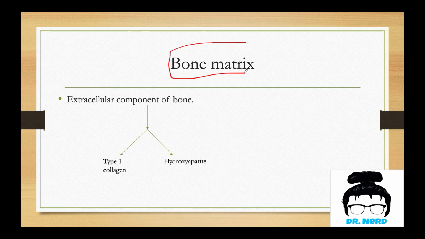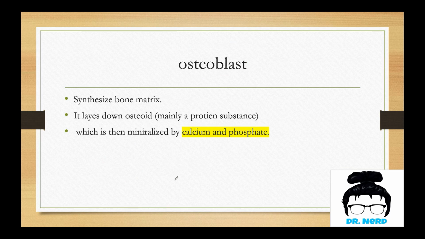So I was talking about the bone matrix, but what is the bone matrix? So it is the extracellular component of bone, made of type 1 collagen and hydroxyapatite. I'm sorry if I mispronounced that, it's a difficult word to pronounce. So what is hydroxyapatite? Because everyone knows what collagen is. It's basically a crystal-like structure made out of phosphate and calcium.